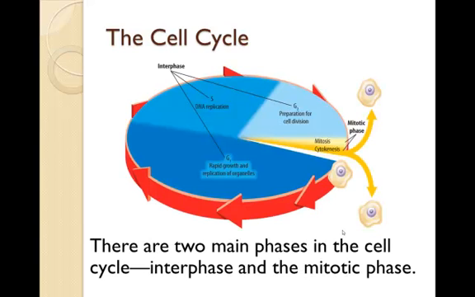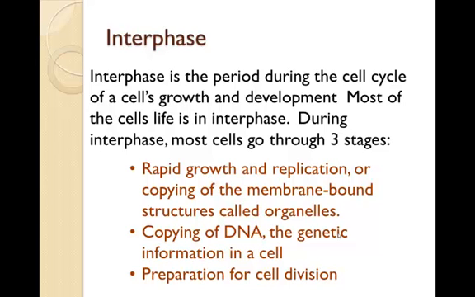Okay, there are two main parts to the cell cycle, and these phases are called interphase and the mitotic phase. Today we're focusing on interphase. Interphase is the period of a cell's growth and development, and most of the cell's life is in interphase. It could be years in interphase, depending upon the type of cell. During interphase, most cells go through 3 stages. There's rapid growth, which of course would be after conception, where you're one cell. You are going to go through a lot of rapid growth to develop into the little baby.